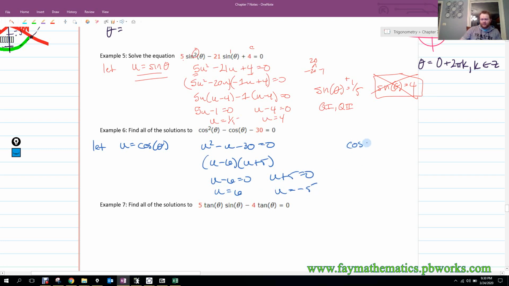So I'm going to go back to cosine. Back substitute: cosine theta equals 6, cosine theta equals -5. Well, remember, cosine only goes between -1 and 1, okay, for your x values, and that means it can't get to 6 and it can't get to -5. So this equation has no solution.